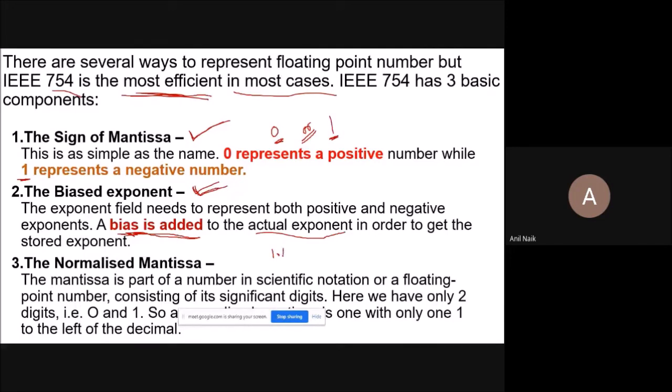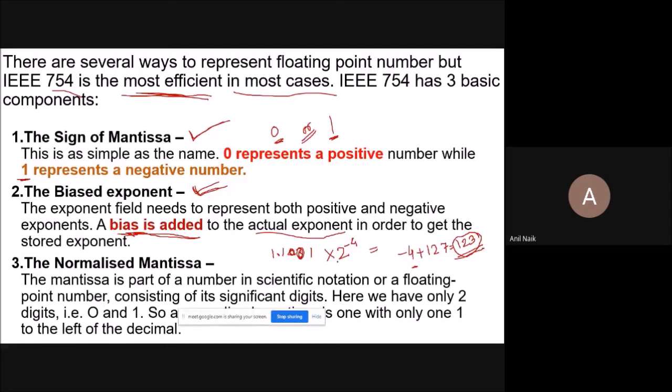Suppose this is the number, sorry, it's a binary number: 1.001 times 2 raised to minus 4. What is the exponent value here? Minus 4. For single precision, we need to add 127. So what is the result? 123. This number we have to represent as the single precision exponent value. The bias value we need to add is for the single precision.